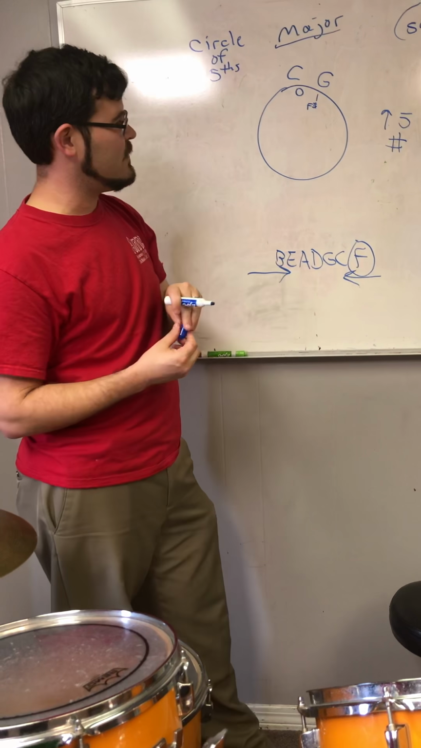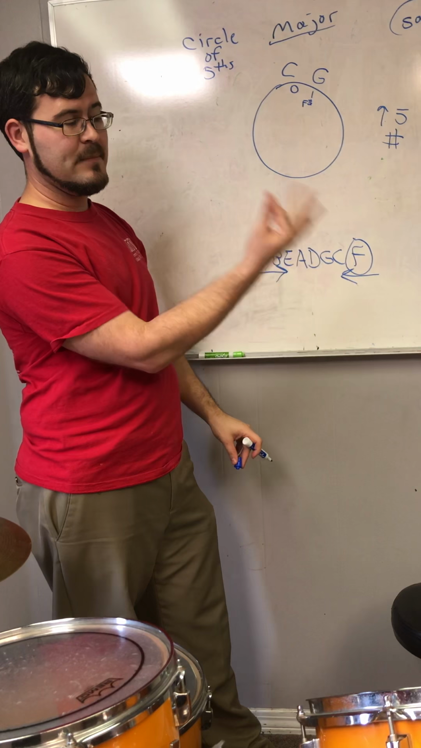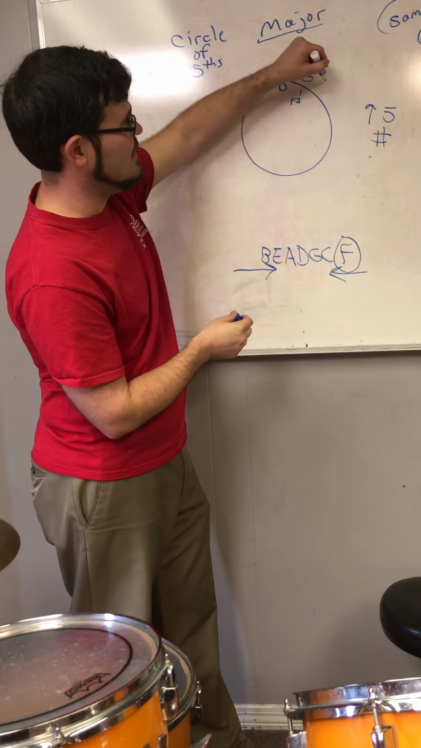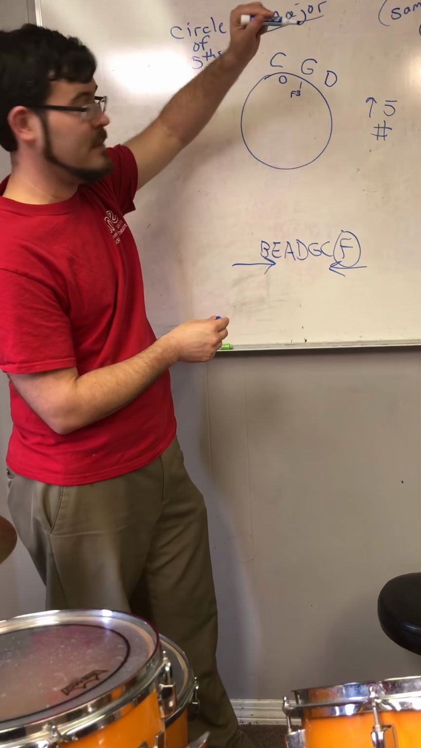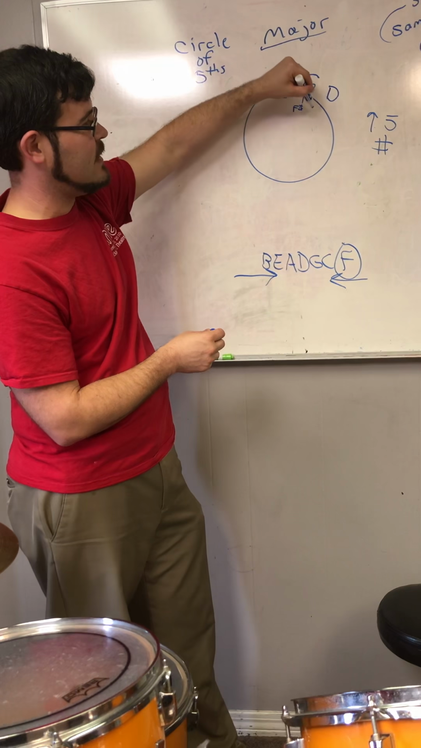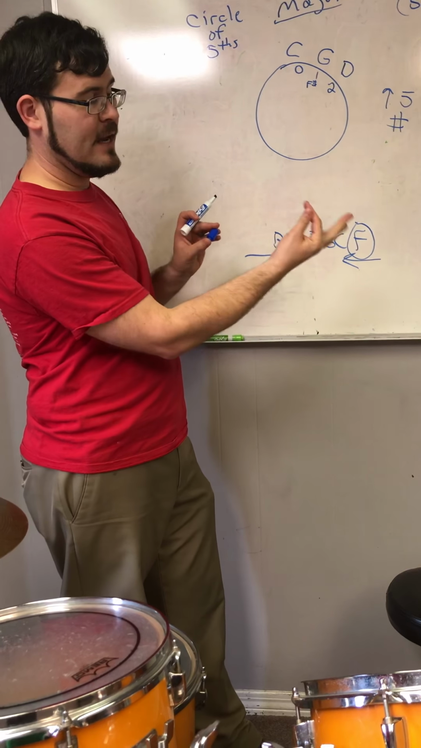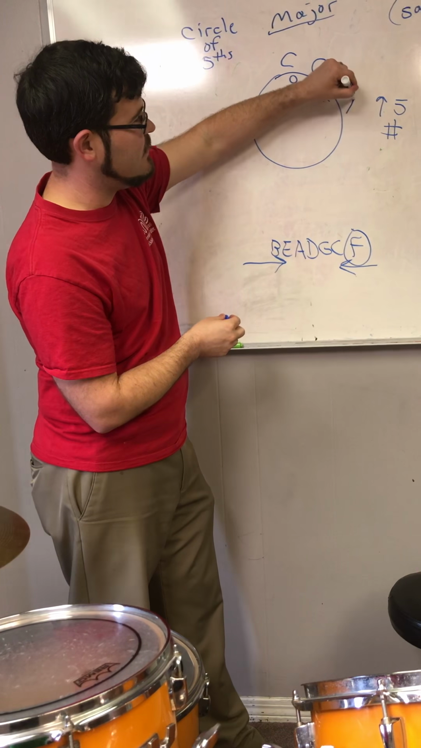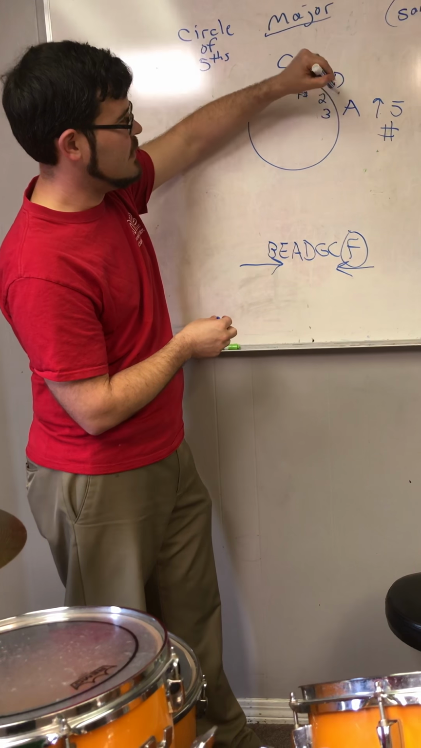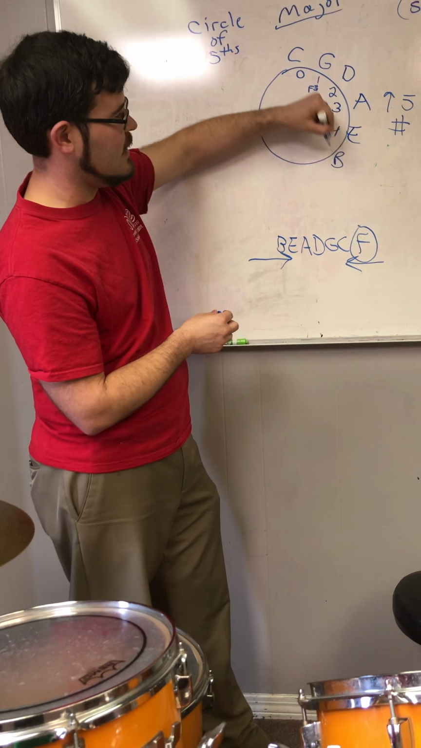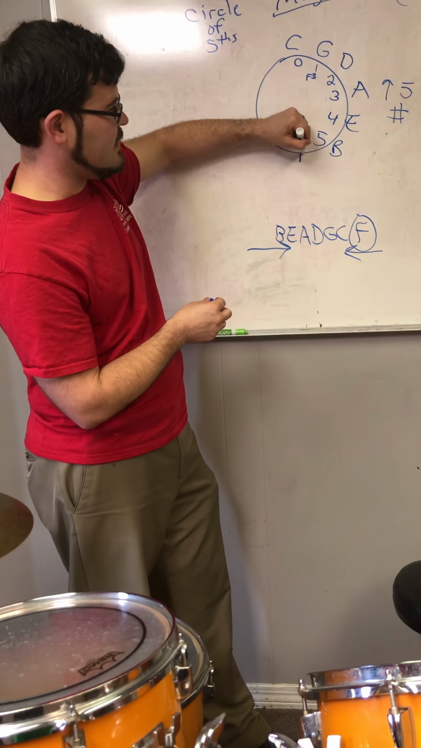All right, let's go up 5 more from G. G, A, B, C, D. So D is going to have how many sharps? We already had 0, 1, so it's going to have 2 sharps. And that's how you find them. D, E, F, G, A. A, go up a fifth, add a sharp. E, go up a fifth, add a sharp. And then finally you get to F sharp.